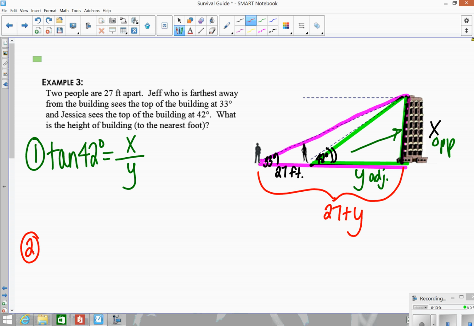So then for the second equation here, I'm going to use the second triangle. So this is going to be the adjacent. So what's going to happen is it's going to be tan of 33 equals the opposite x over the adjacent. So this adjacent is 27 plus y. So really this 27 doesn't help us too much, other than it helps us know that it's going to be 27 plus whatever the length of the green triangle's adjacent is. That's all it really tells us.